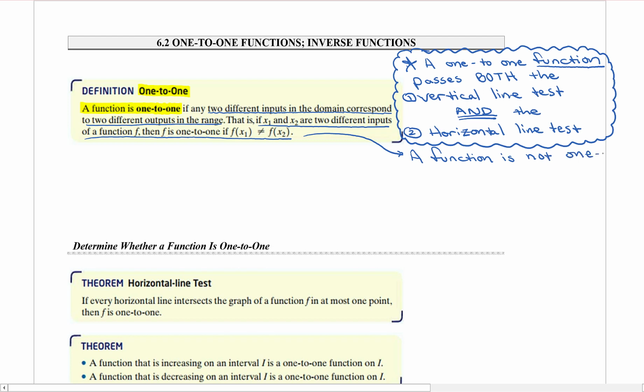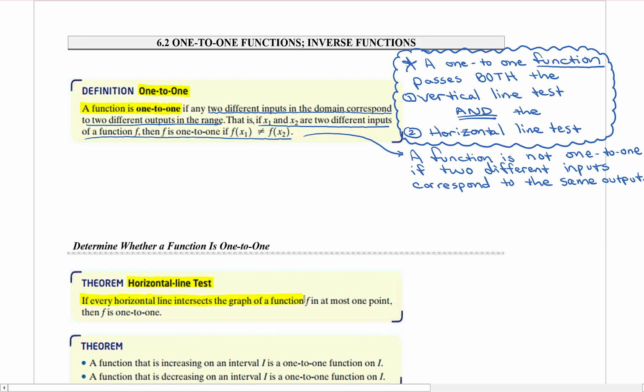Another way to think about it, if this definition just didn't make any sense, is that a function is not one-to-one if two different outputs, I didn't mean that. Let's cross that out. Let's say I meant two different inputs correspond to the same output. Okay, and that might be an easier way for some of you to think about it if you want to.